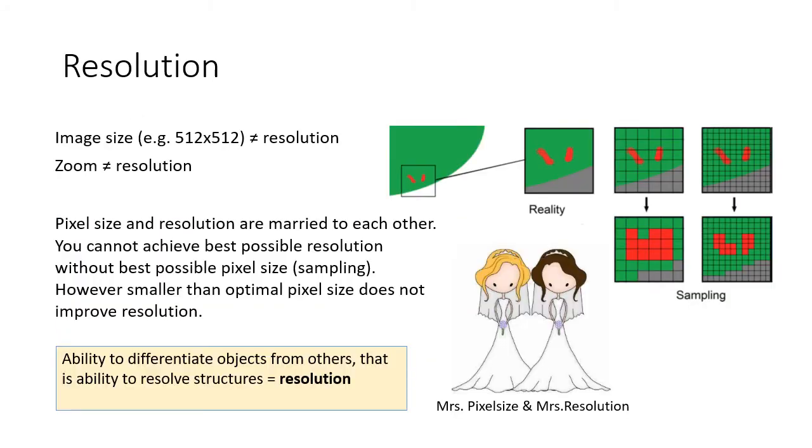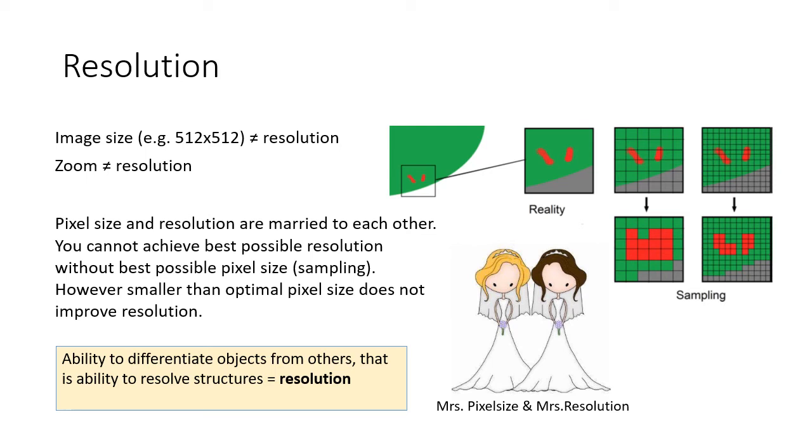And now we're going to discuss what resolution actually means. Sometimes you see that people say that they are taking pictures in 512 resolution. This is not resolution, this is image size. Also, zoom is not resolution, even if the zoom tends to affect the resolution. Pixel size and resolution are married to each other. You cannot achieve the best possible resolution without the best possible pixel size or sampling. However, smaller than the optimal pixel size does not improve resolution.